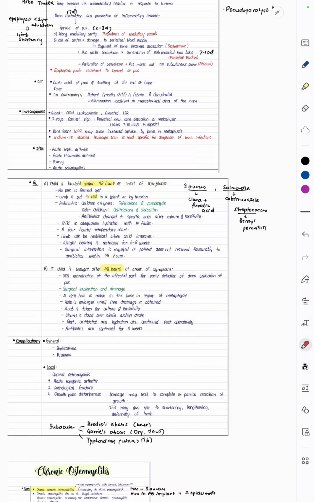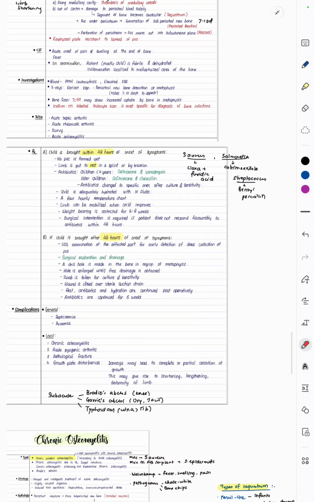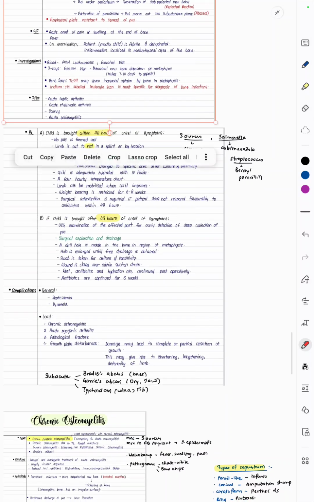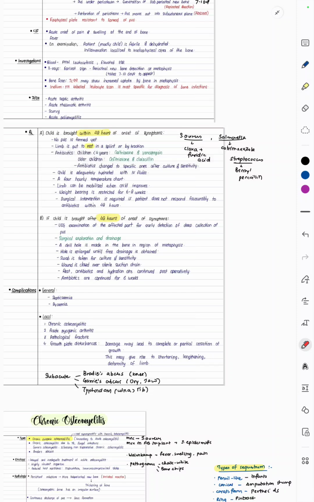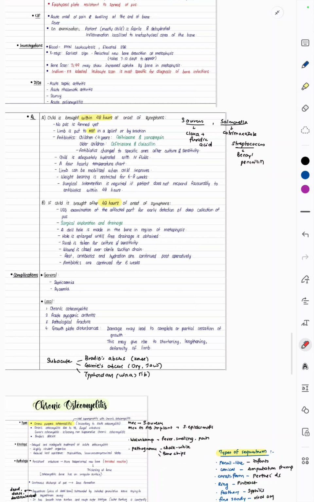The child is adequately hydrated, immobilized, and weight bearing is restricted for about 6 to 8 weeks. Surgical intervention is required if the patient does not respond favorably to the antibiotics within 48 hours. Now, if the child is brought after 2 days, that is after 48 hours of the onset, then pus formation has taken place. So we have to go for surgical exploration and drainage of this pus.